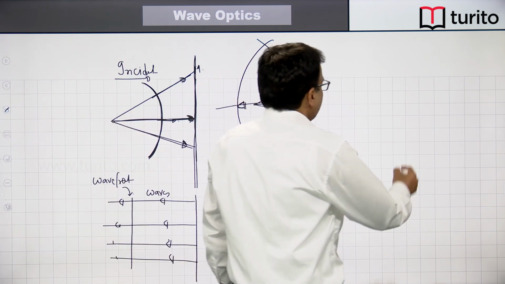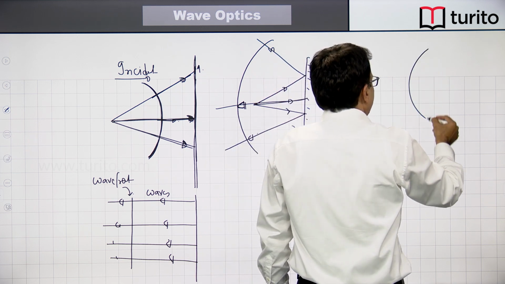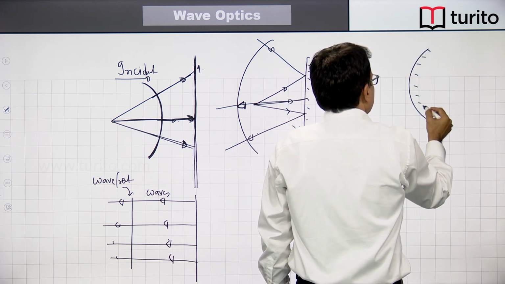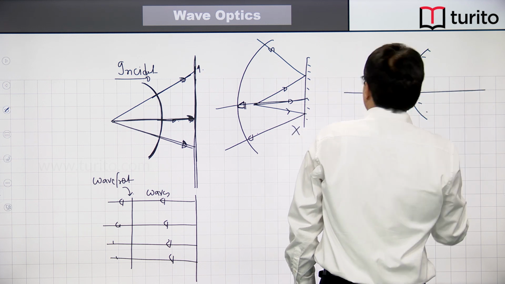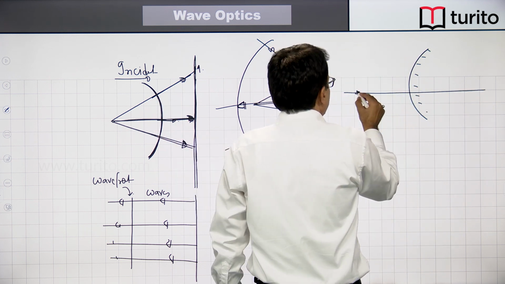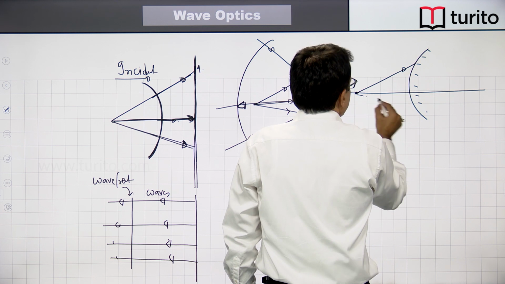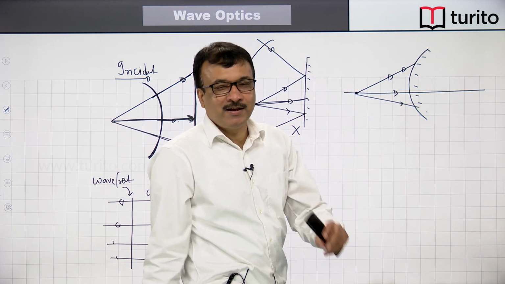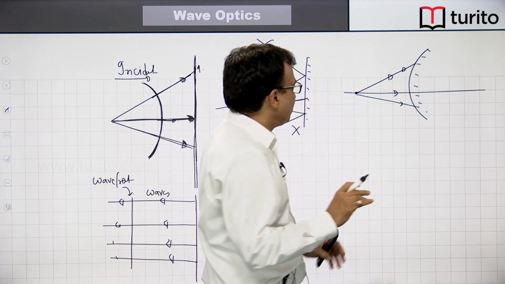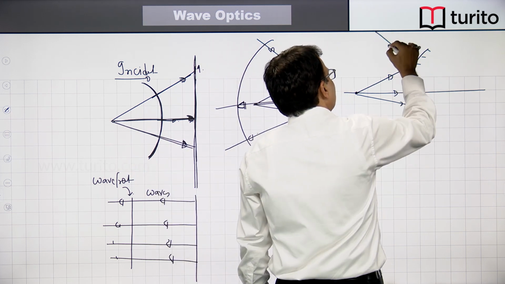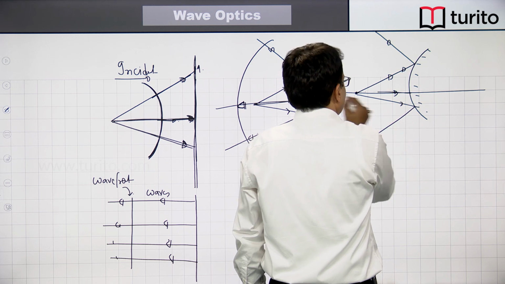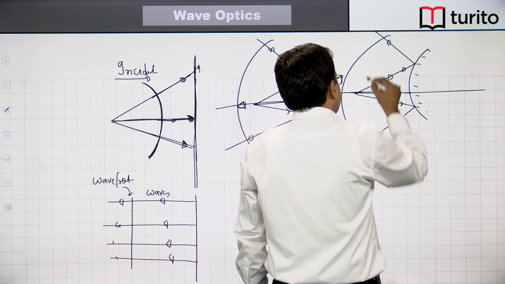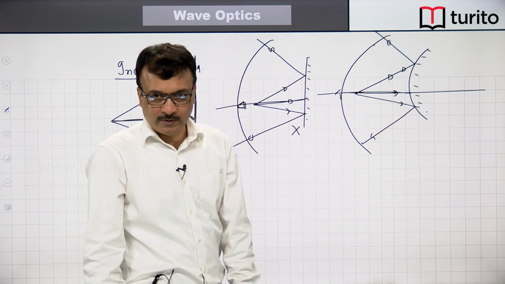Now consider a convex mirror. If we consider a convex mirror, and on a convex mirror, if diverging waves are falling like this, these are the diverging waves, then after reflection there is no chance of getting these rays parallel. These rays will go like this, and this kind of wavefront will be formed.